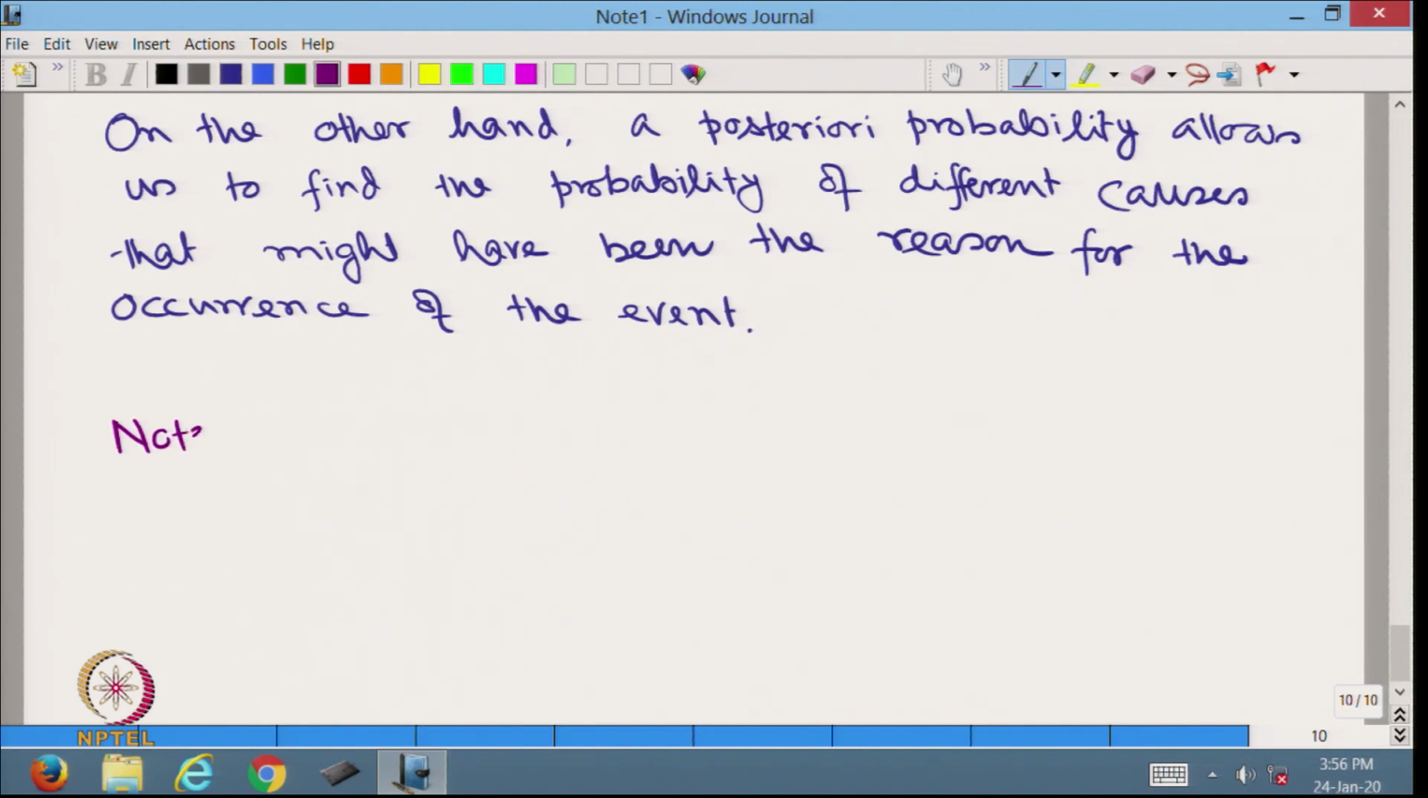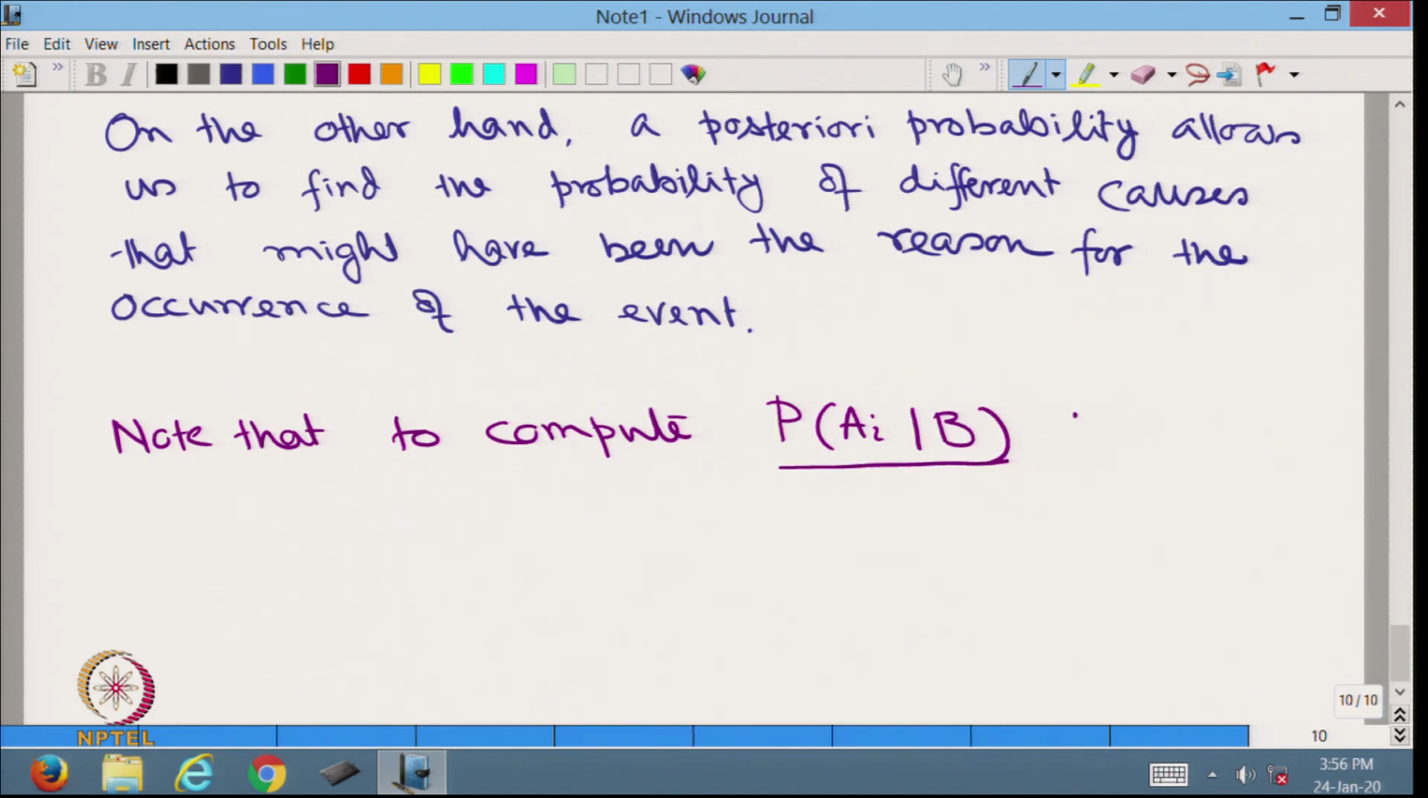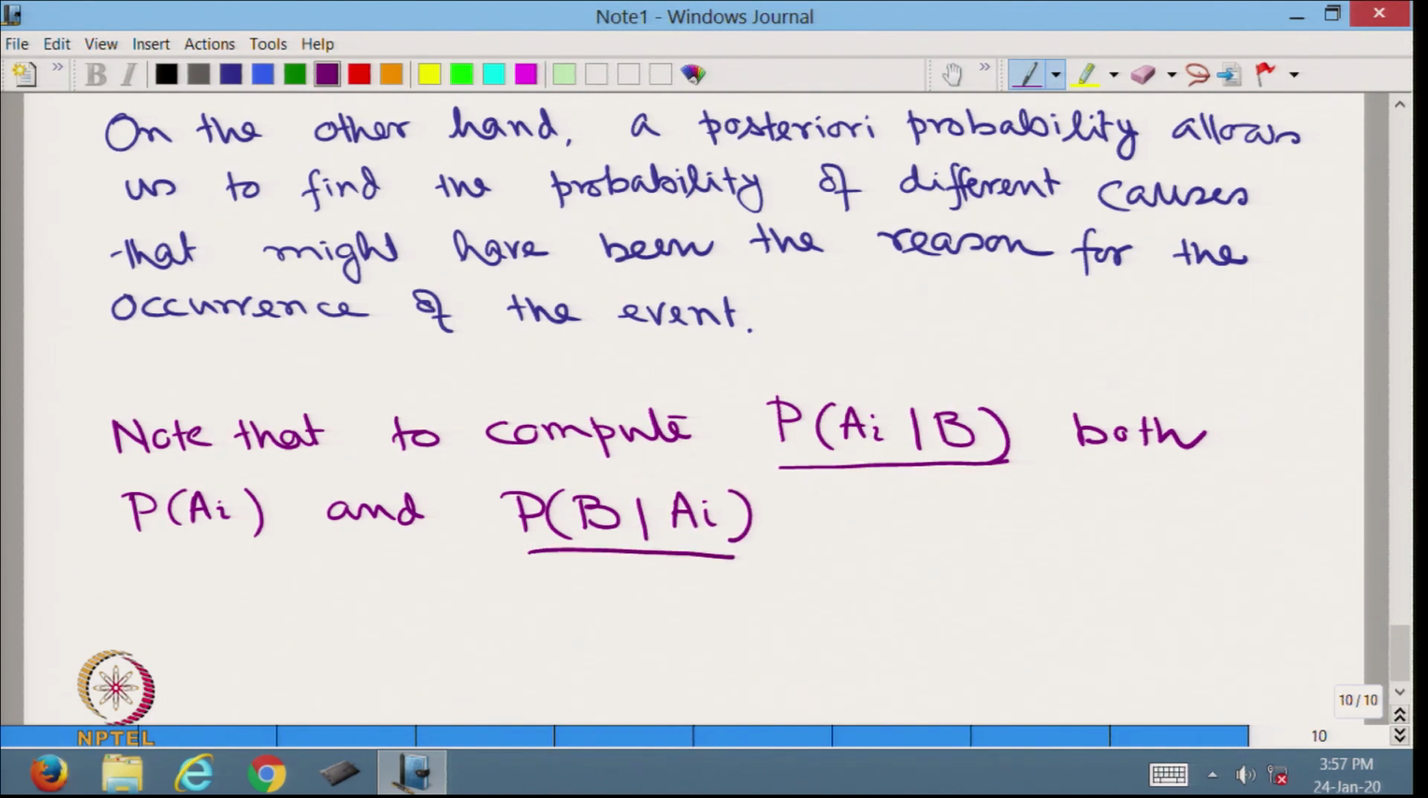Note that to compute the probability of A_i given B, that is the posteriori probability, both the probability of A_i and the probability of B given A_i, which is the a priori probability, are important. Why?